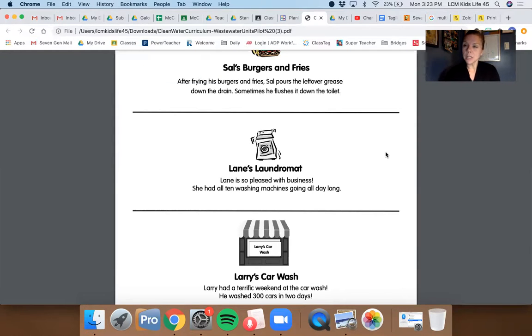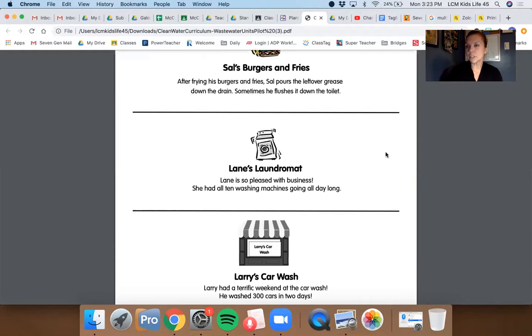Yes. So can you think of a creative solution for Lane where she could save water that wouldn't hurt her business? So in other words, an answer to that dilemma couldn't be, oh, well, just have her use fewer washing machines. Well, then she makes less money because that's her business, right? So we don't want that.